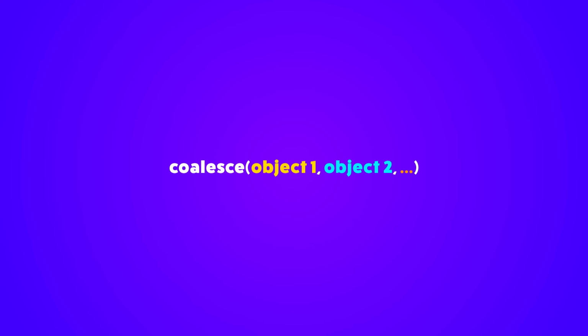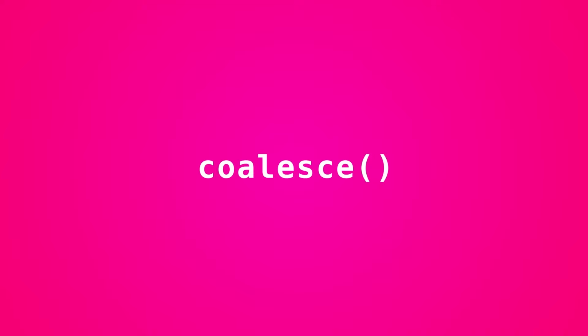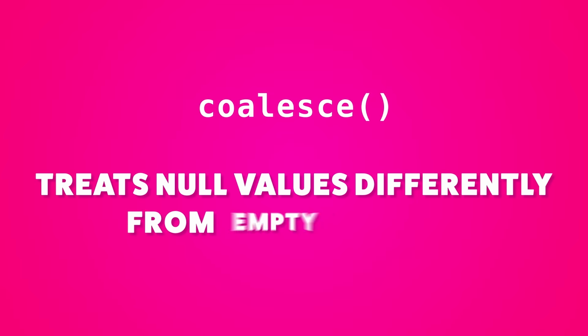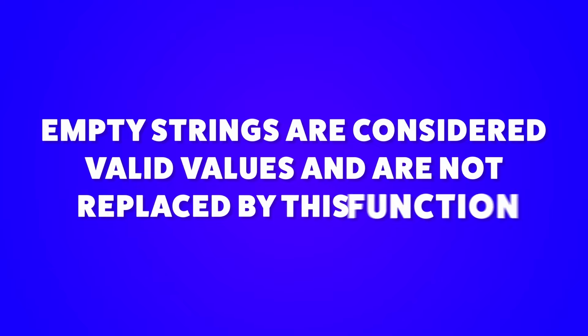The coalesce function evaluates the values you provide and selects the first one that is not null. This function is particularly useful for preventing errors in your expressions when dealing with null values. It's important to note that the coalesce function treats null values differently from empty strings. Empty strings are considered valid values and are not replaced by this function.